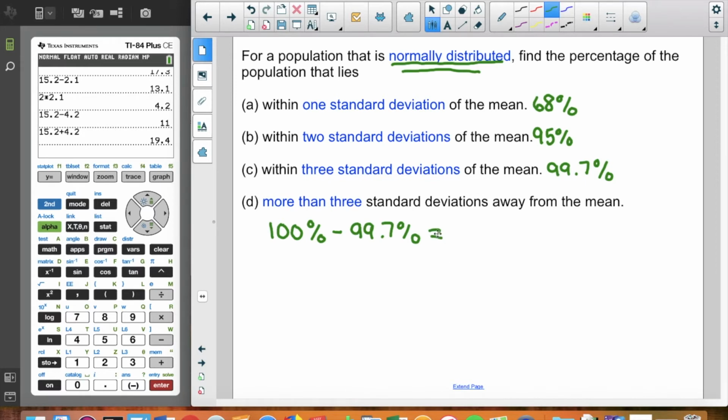Now, when you do that, we can't type percents in our calculator. We're just going to do 100 minus 99.7, and you get 0.3. So 0.3% of our data is more than 3 standard deviations away. Okay, so moving on.